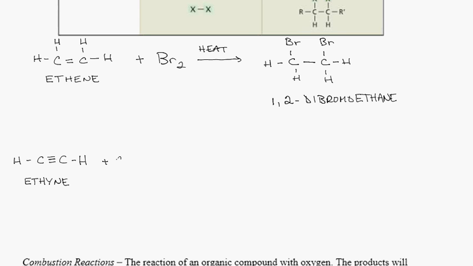We're going to react ethyne with chlorine so that we break one of the triple bonds. We still have the original H's, but now that broken bond will have a place on each carbon where we can attach the chlorines. So this is called 1,2-dichloroethene.